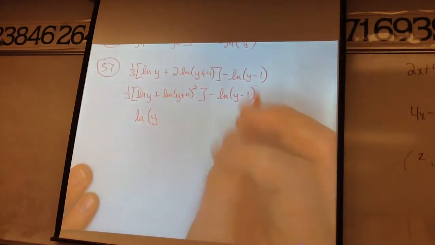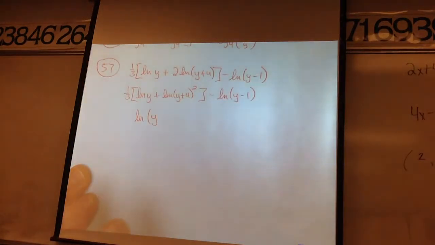So it could be y squared, right? If it's in front of the log, you can put it to the power. Then you combine the two y's and square it. Y to the fourth plus 16.